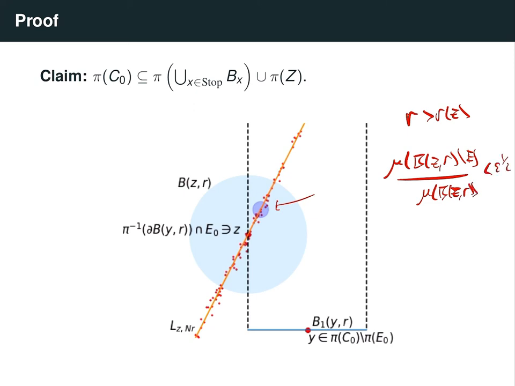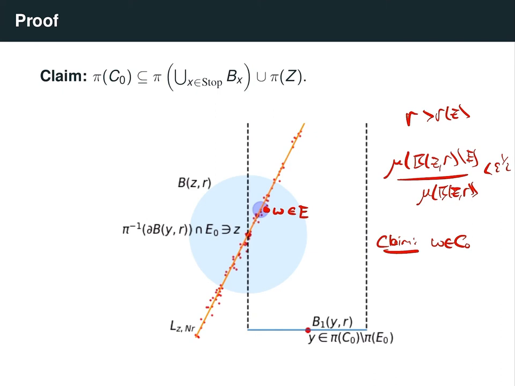Or in other words, the set E takes up most of the measure inside the ball B(Z, R). And because the measure of this purple ball is large, that means that E takes up most of the measure inside this ball. And thus, I can find a point, let's call it W, inside the set E. Now, what I claim is that W is in fact inside C naught. And then I will be done.